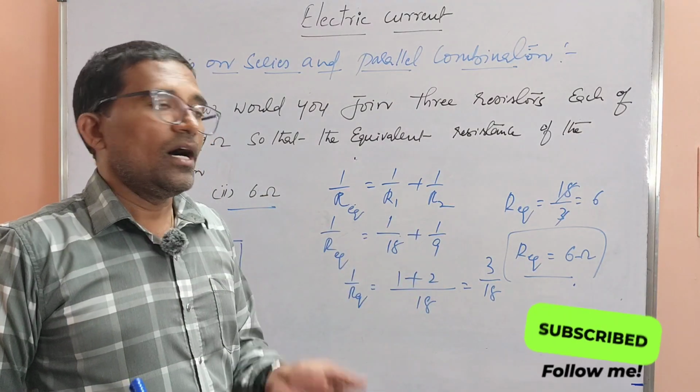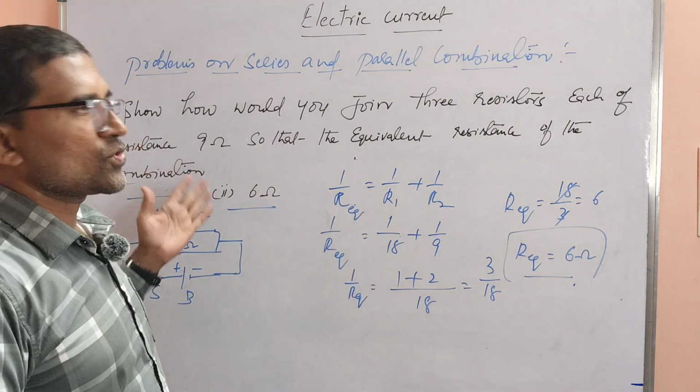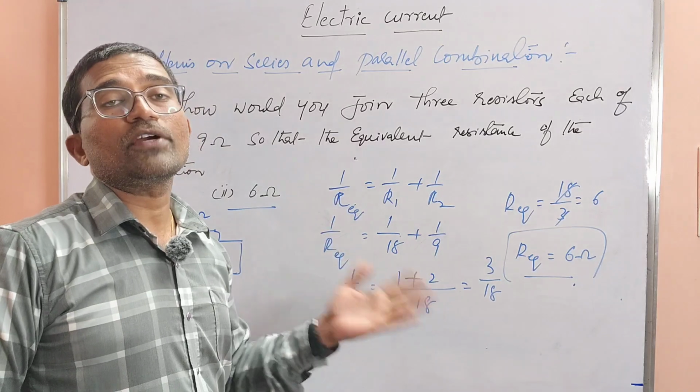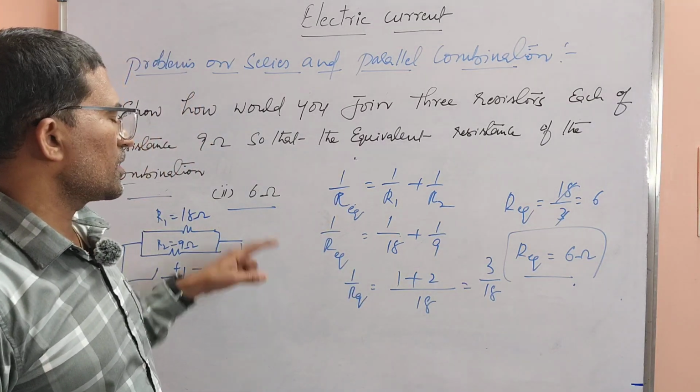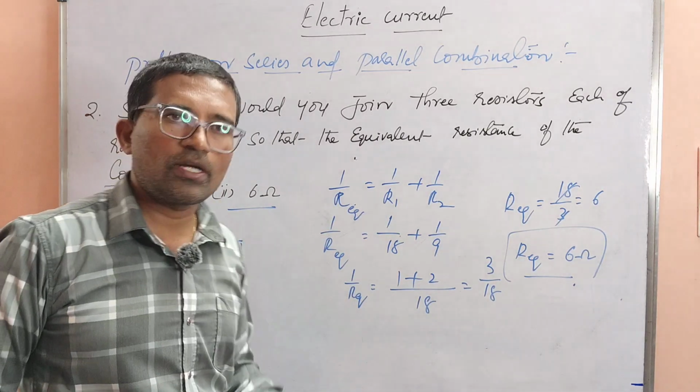I hope we solved both the resistances, connected in different combinations. How to connect the resistors to get a resistance of 13.5 ohm, and how to connect the resistors to get the resistance of 6 ohm. I hope you all understood this problem.